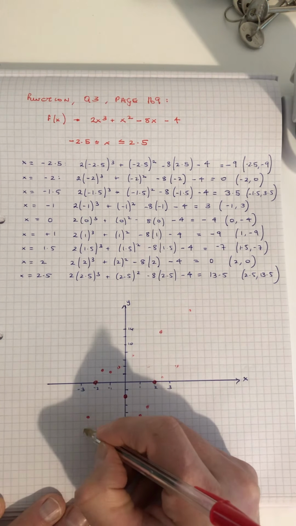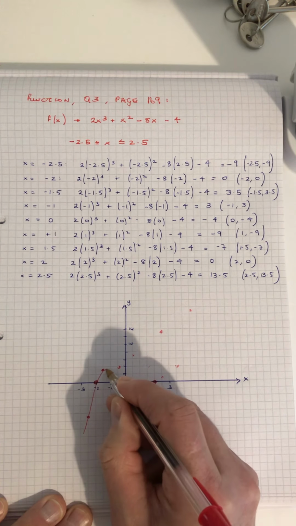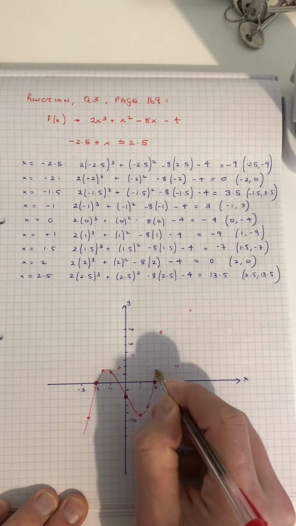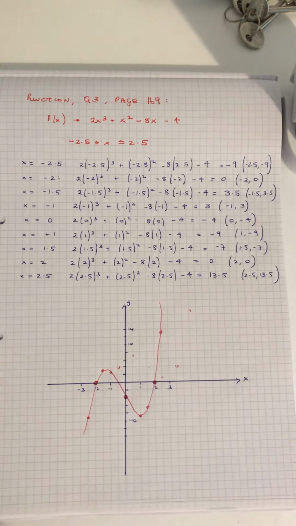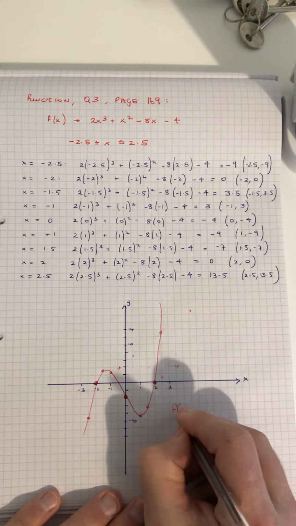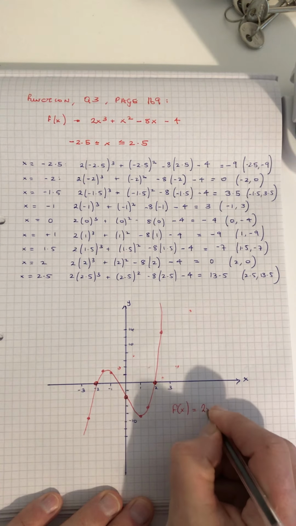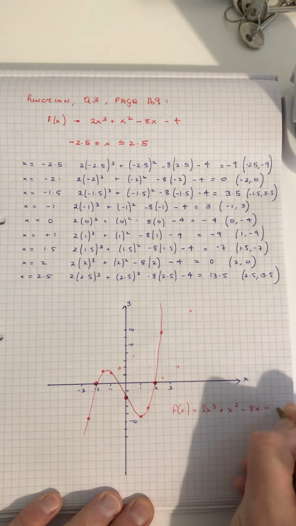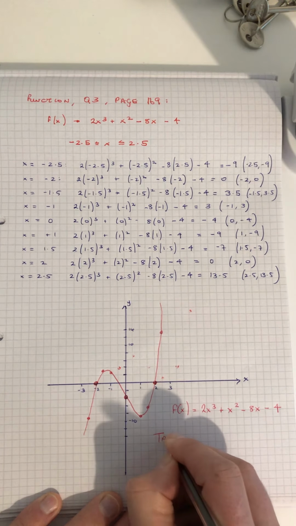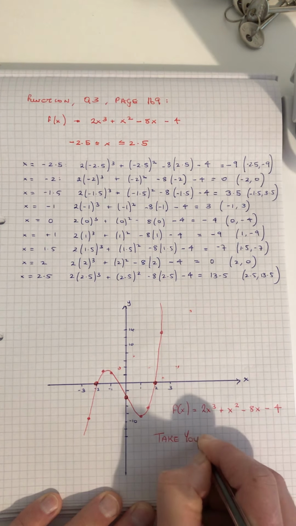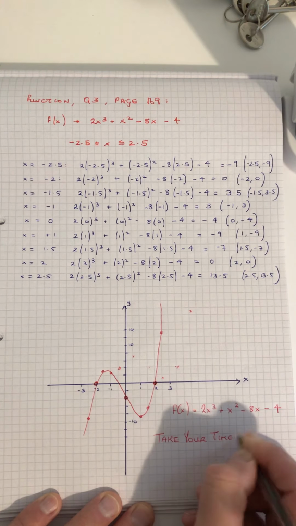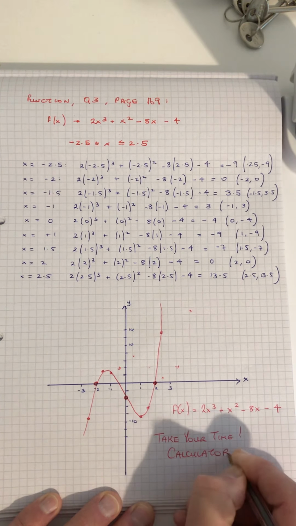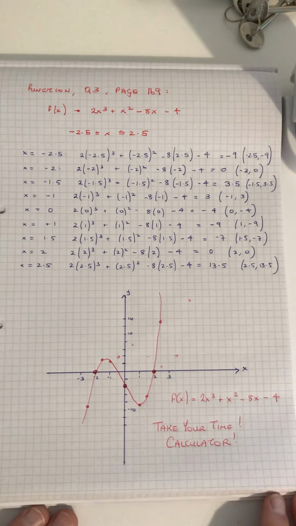So your graph goes up smoothly, turns around, back down, and back up again. So take your time, and that's the function f of x equals 2x cubed plus x squared minus 8x minus 4. But you need to take your time and use a calculator. Okay? Take your time and use a calculator.